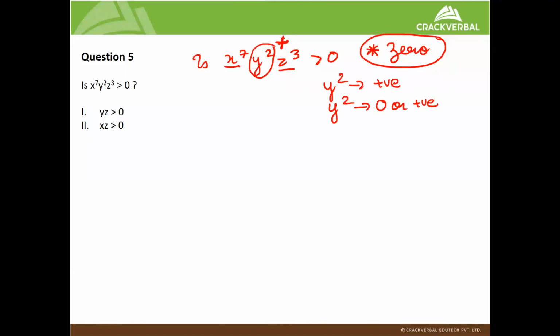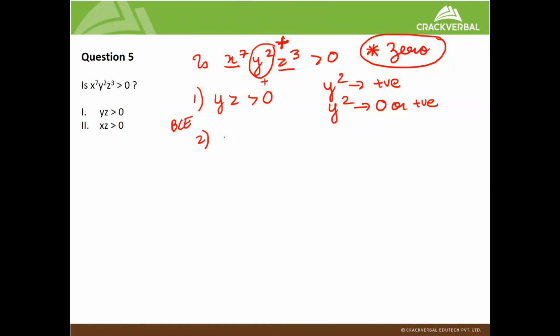And nowhere have they given me any information about x, y, and z, right? So I have y to be 0, I have y to be positive, I also have y to be negative. So when I look at the first statement, it tells me yz is greater than 0. Clearly, I know that y can be positive or negative here, so y square will always be positive. Z cube can be either positive or negative, but I have absolutely no clue about x. So the first statement is insufficient.